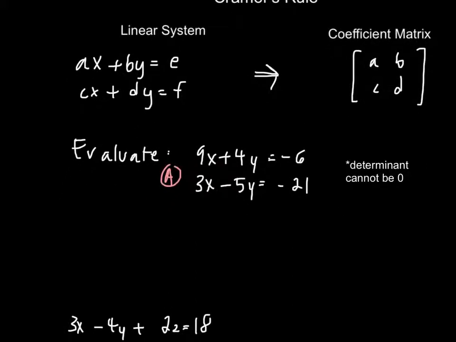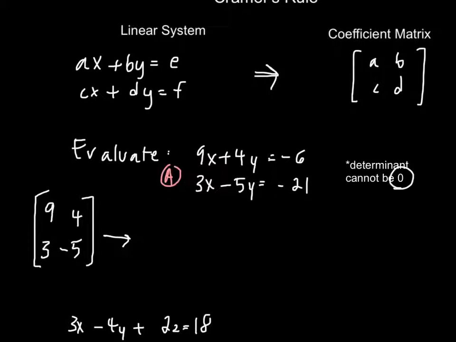So we have 9, 4, 3, and negative 5. Now take this from the form here in which the A, B, C, and D are in this form. If you just relate these in the same way, then we get 9, 4, 3, and negative 5 in this arrangement. Next, we move to solving the determinant to see if it is 0, because if it is 0, then it cannot be solved. So this is just a fast check.